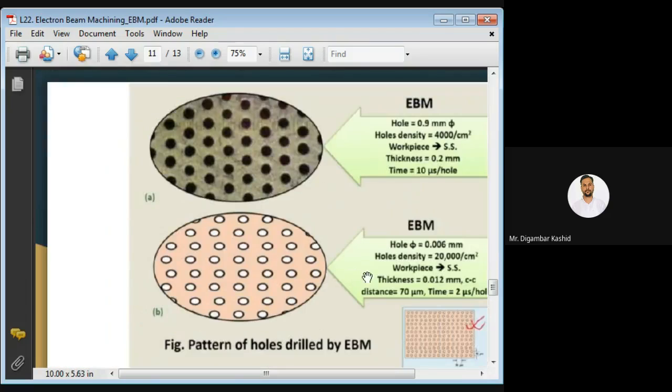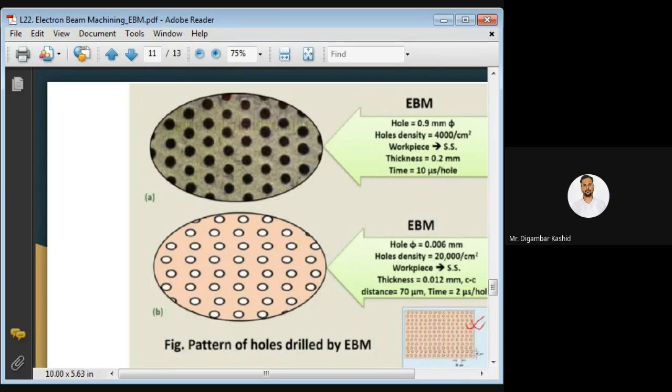So now you can see here there are so many holes generated. All these holes are circular with diameter 0.9 mm, and hole density you can see is 4,000 holes per centimeter square, and the workpiece material is stainless steel. So this is possible using electron beam machining. The thickness of the workpiece material is 0.2 mm, and the time required per hole is only 10 microseconds.